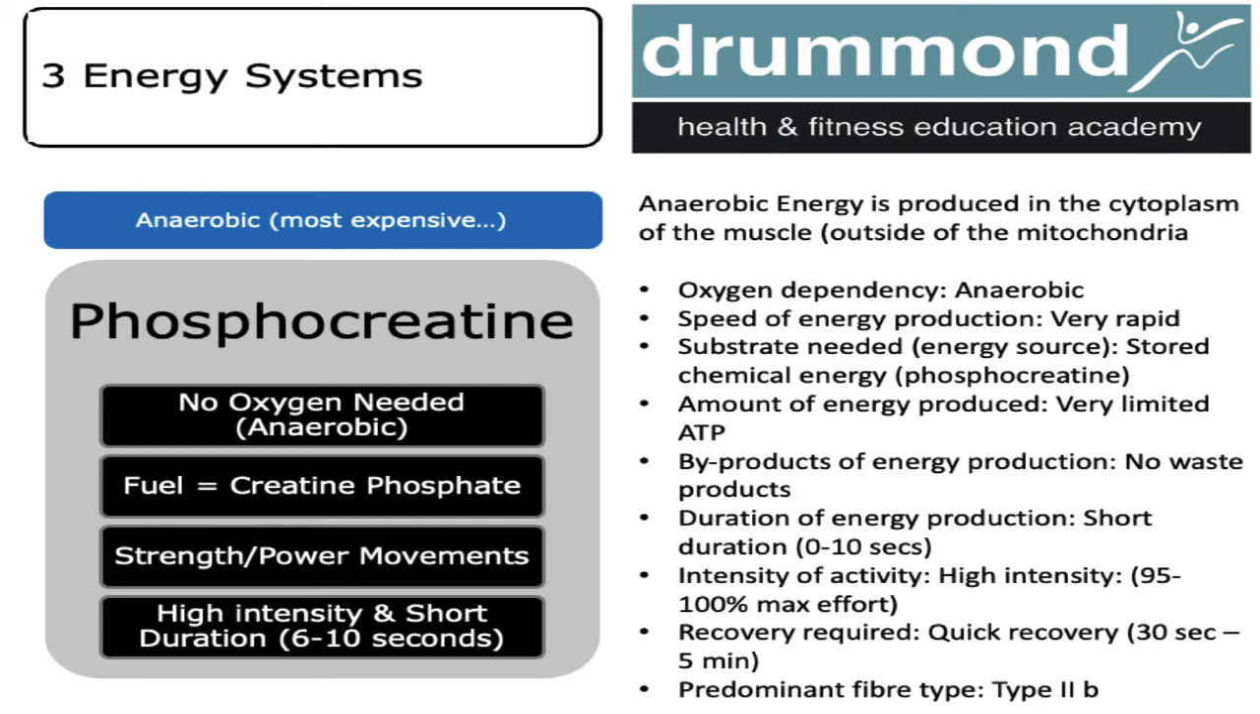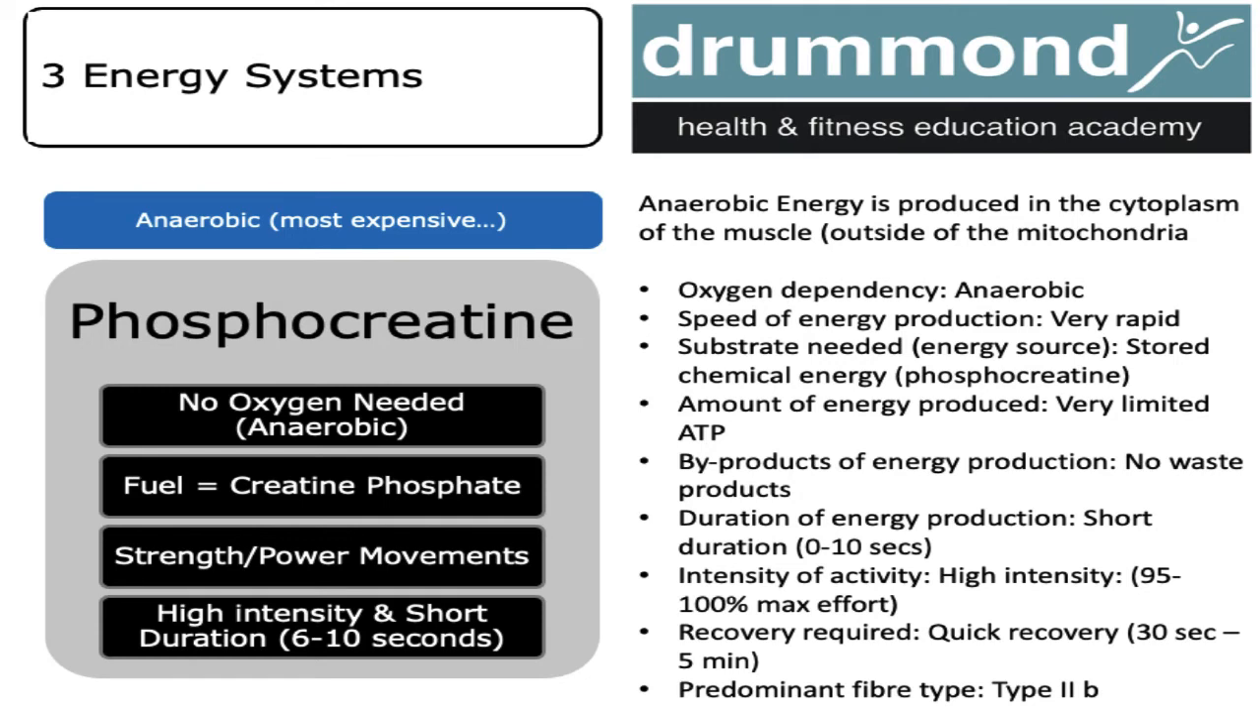There's no byproducts or waste products when producing ATP via the phosphocreatine system, but the duration of energy production is short, only lasting around about 0 to 10 seconds, because the intensity of the exercise is so high, around about 95 to 100% max effort. The recovery period after these types of efforts is 30 seconds up to around about 5 minutes.